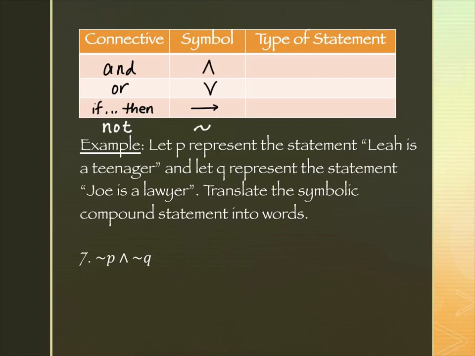These all are different types of statements. The first one, the word and, is called a conjunction. An or statement is called a disjunction. The one that's an arrow is called a conditional. And we've actually already talked about the one that's the not. It's called a negation.